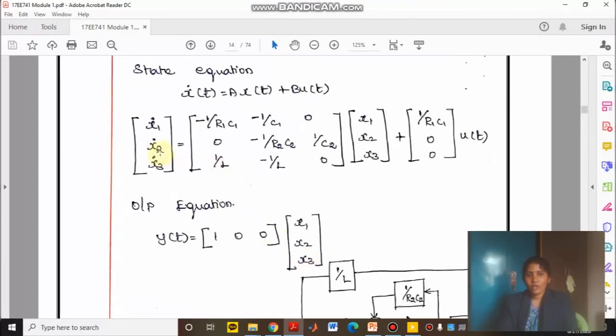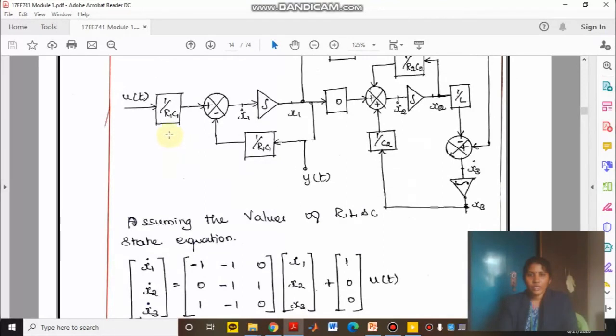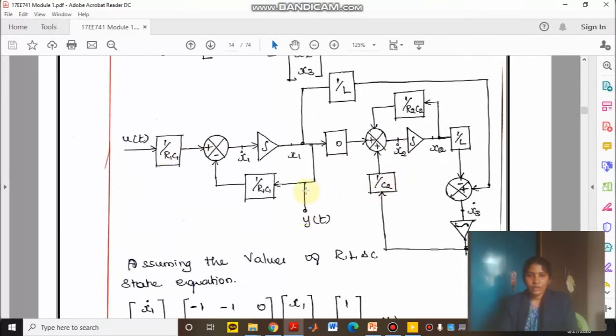So once you have framed your state equation and output equation, you have to draw your state diagram as explained in the earlier session.